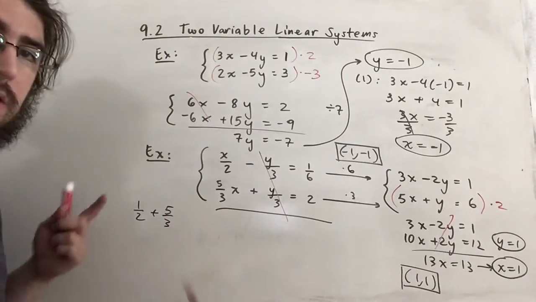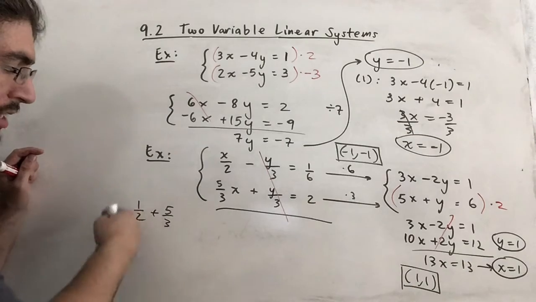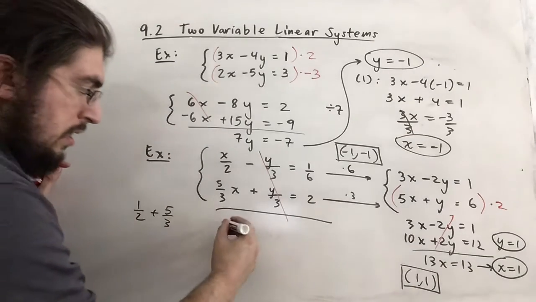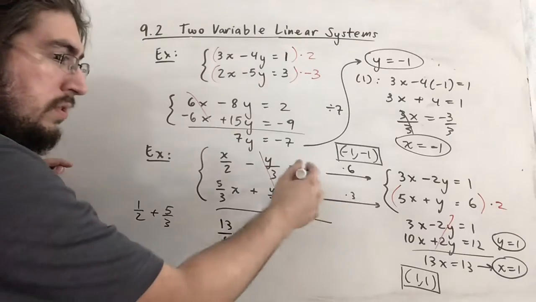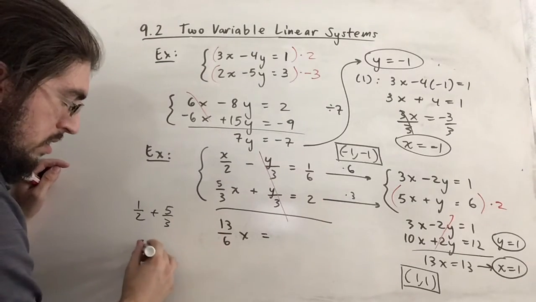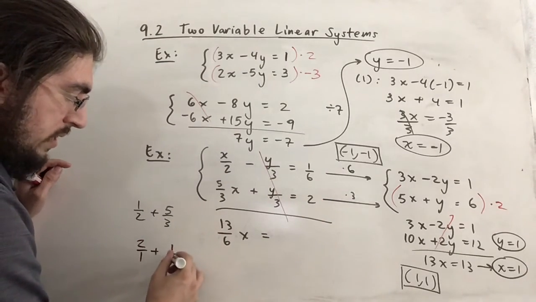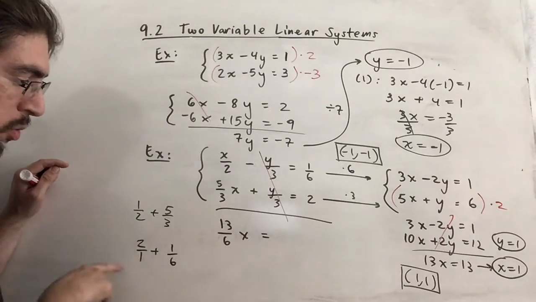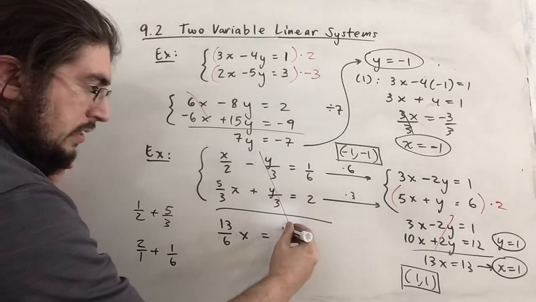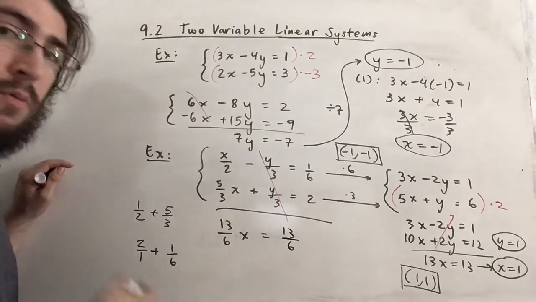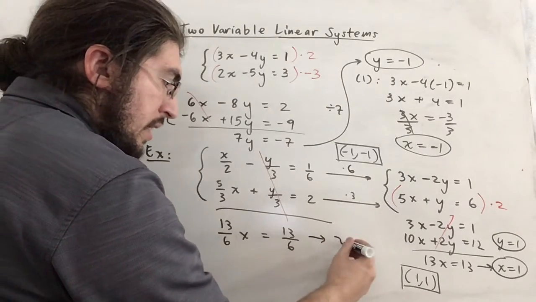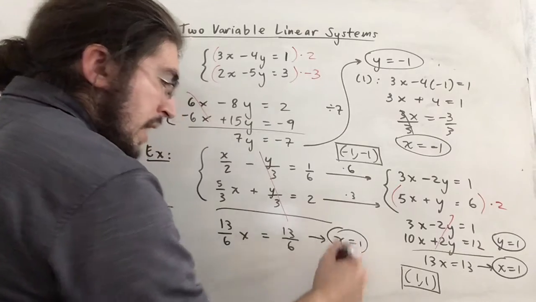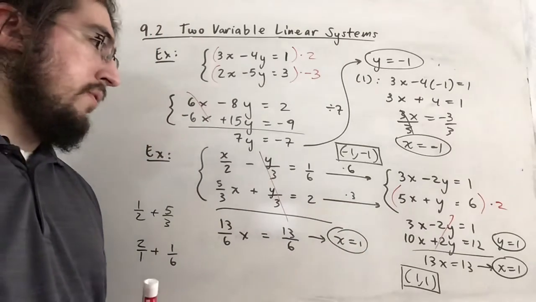is, if you know the crisscross pattern method, that's 3 plus 10 over 6. So that's going to be 13 over 6 x equals 2 over 1 plus 1 over 6, which is 12 plus 1, so 13 over 6. Aha. So right away, multiplying both sides by 6 over 13 gives you x is equal to 1, and then you can go from there in a very similar fashion.